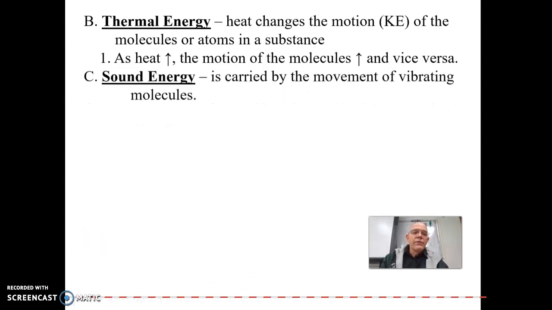Sound energy, we said, is when you have vibrating molecules. Okay, and so it's also kinetic energy because the atoms are vibrating or moving. If you talk really loud like that, they vibrate a whole bunch. If they talk real soft like this, they just... Okay, so the amount of movement or kinetic energy, once again, relates to the sound energy.